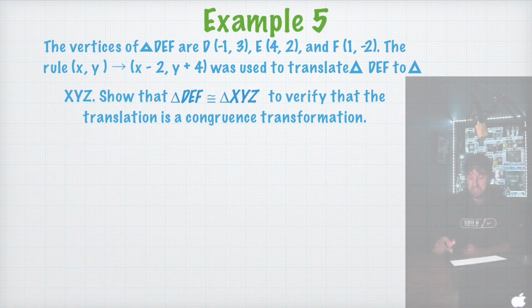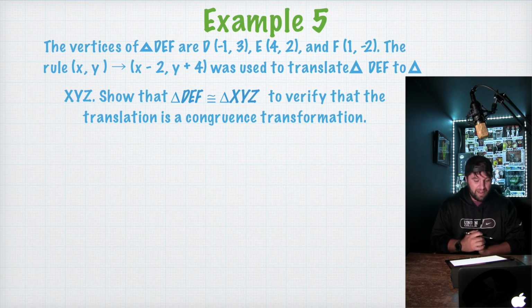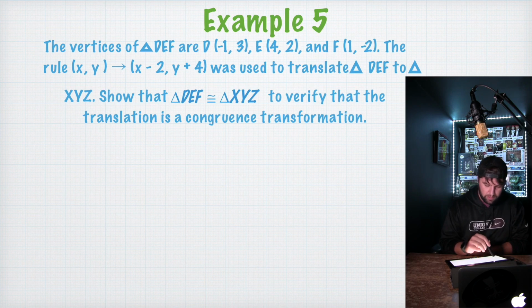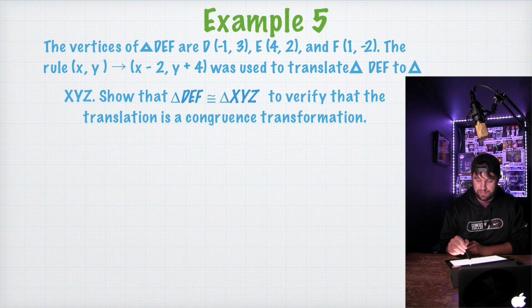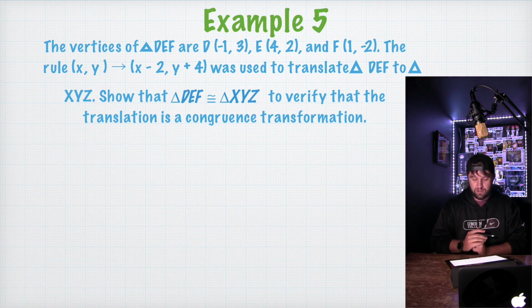Okay, let's go ahead and keep going. Example 5: the vertices of DEF are D (-1, 3), E (4, 2), and F (1, -2). The rule (x, y) goes to (x - 2, y + 4) was used to translate DEF to triangle XYZ. Show that DEF and XYZ are congruent to verify that the translation is a congruence transformation.